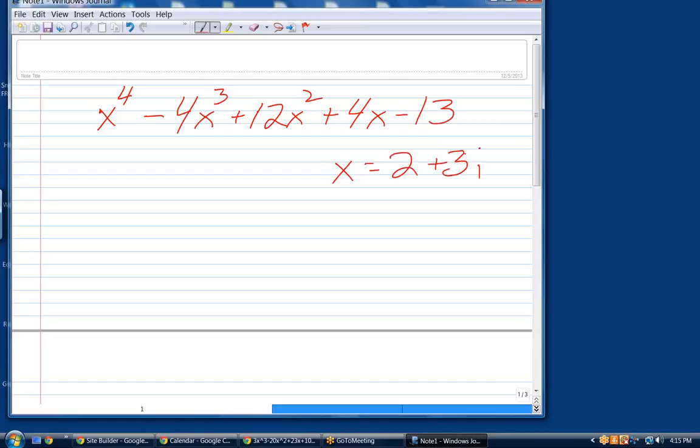All right. So they gave you 1 0. They actually gave us 2 zeros. What's another 0? 2 minus 3i. So if we were to divide this 4th degree polynomial by that 0, we would reduce it to a cubic. And then divide it by that 0, we would reduce it to a quadratic. So that's our goal. And to divide it, we're going to use synthetic division with imaginary numbers.